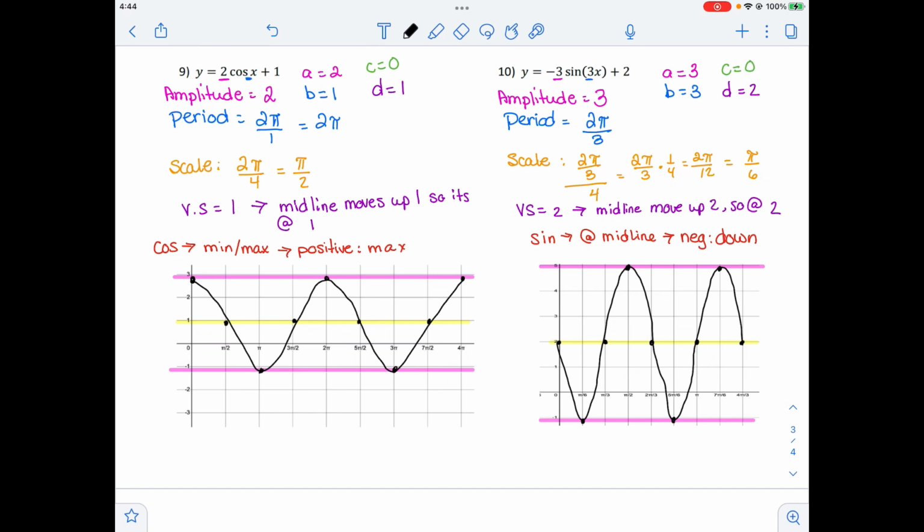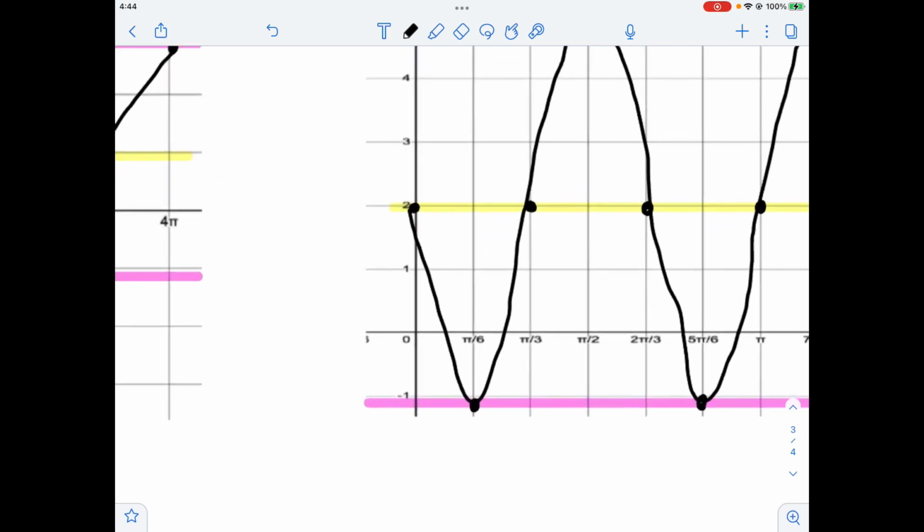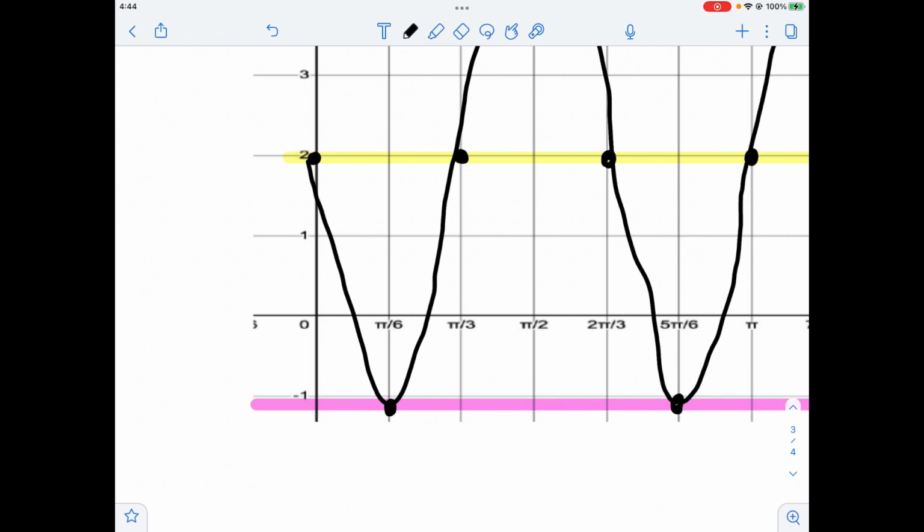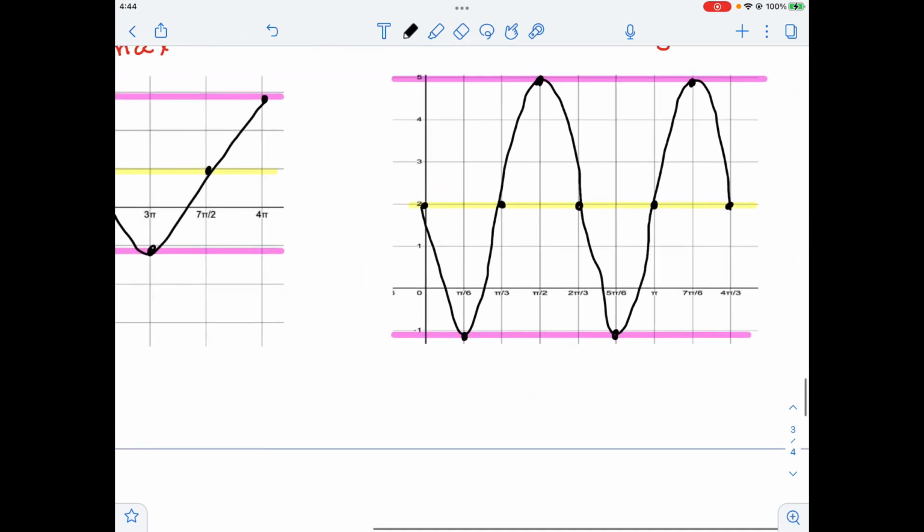Now, for 10, we had an amplitude of 3. Our B was 3, and sometimes that's called frequency. They see how often it happens, so sometimes they call this frequency. We're using it to help us find our period. That's why it's called period as in general form. So then we found our period, 2 pi divided by 3. Can't simplify any further. And then we use that divided by 4 to find our scale, which ended up being pi over 6. Now, when we look at pi over 6, we start with pi over 6 and add pi over 6 to it, or 1/6 pi to it, and we get pi over 3 and so forth to end up with 2 phases.